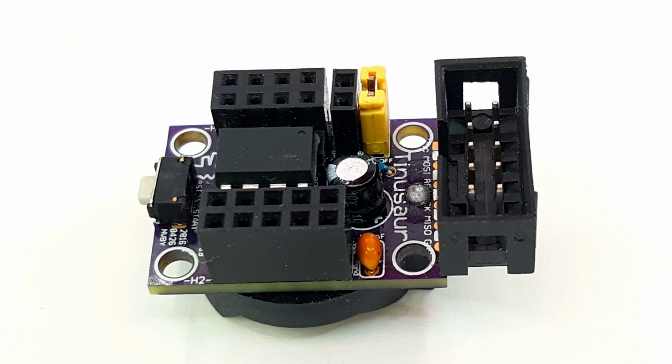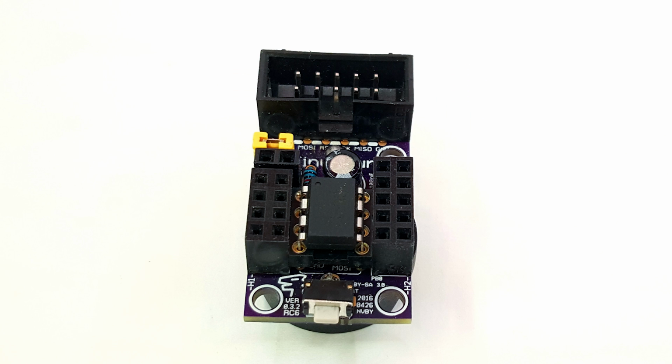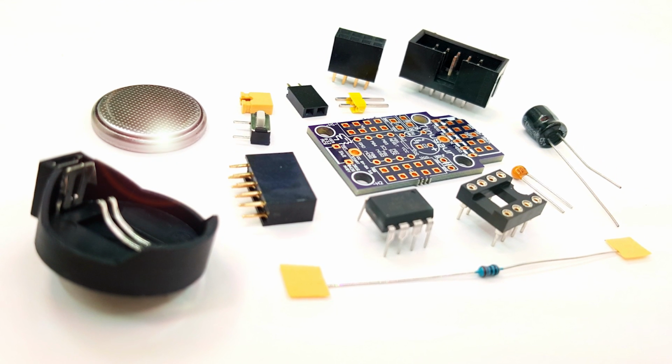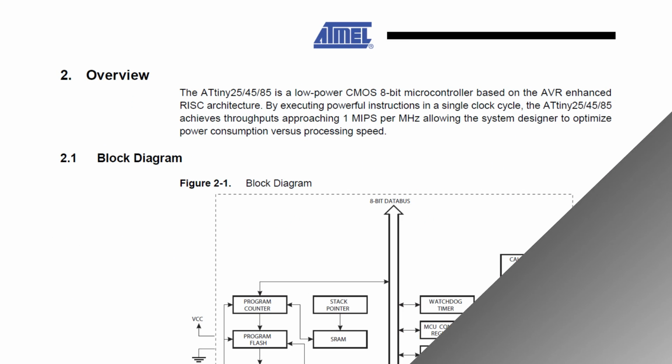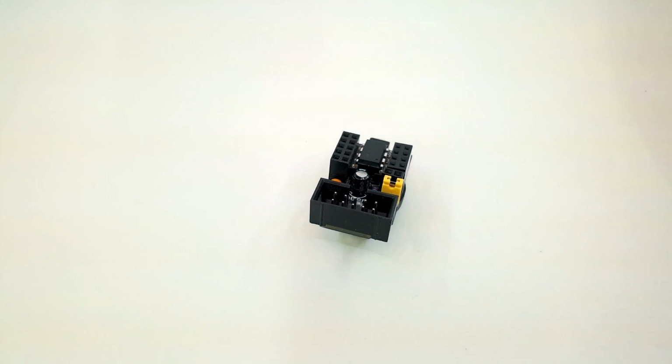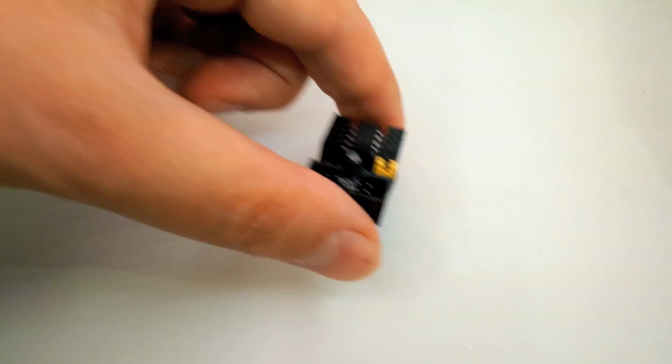A Tinusaur is a small board with a tiny chip on it. It comes as an assembly kit, a small package with parts. The Tinusaur is powered by the Atmel ATtiny85 microcontroller. This circuit is so simple that there are very few things that could go wrong. So, what can you do with it?